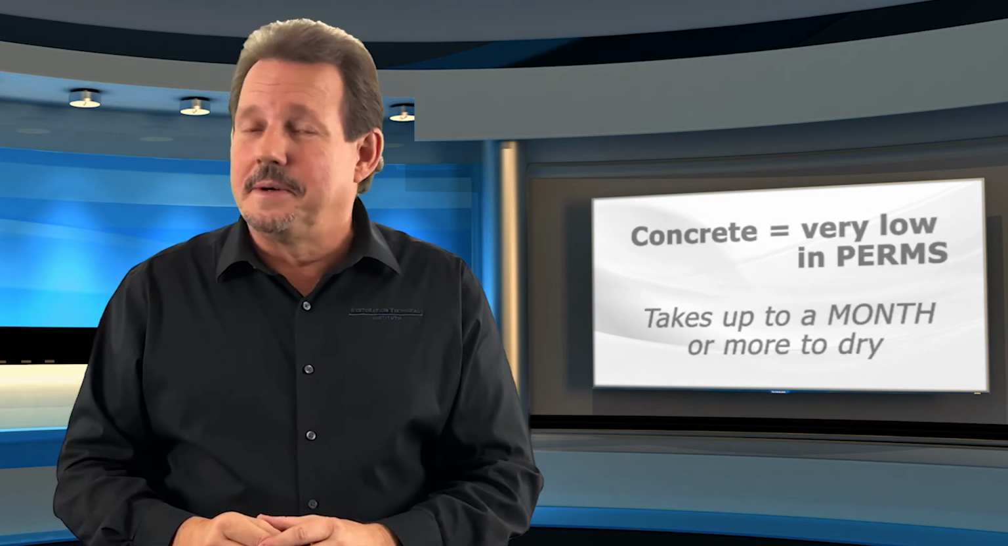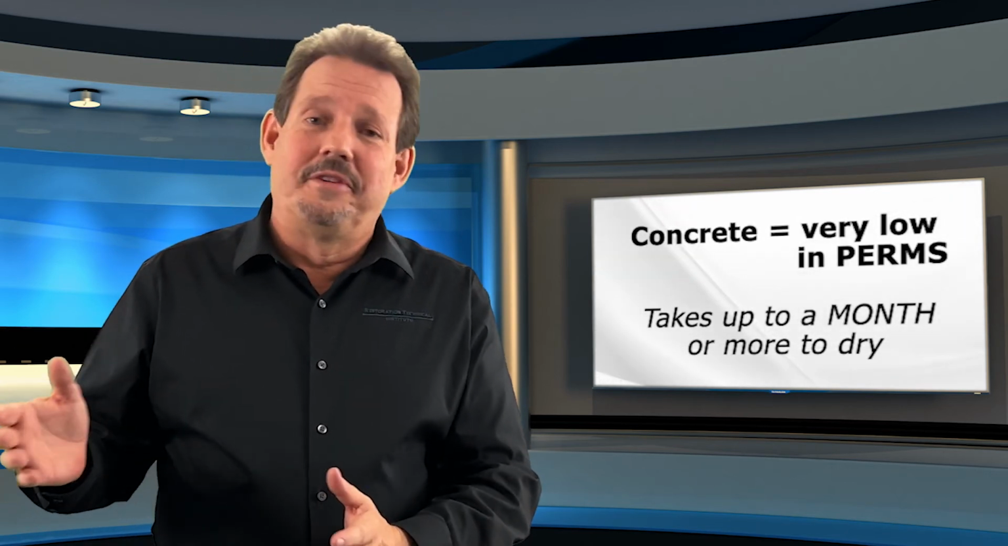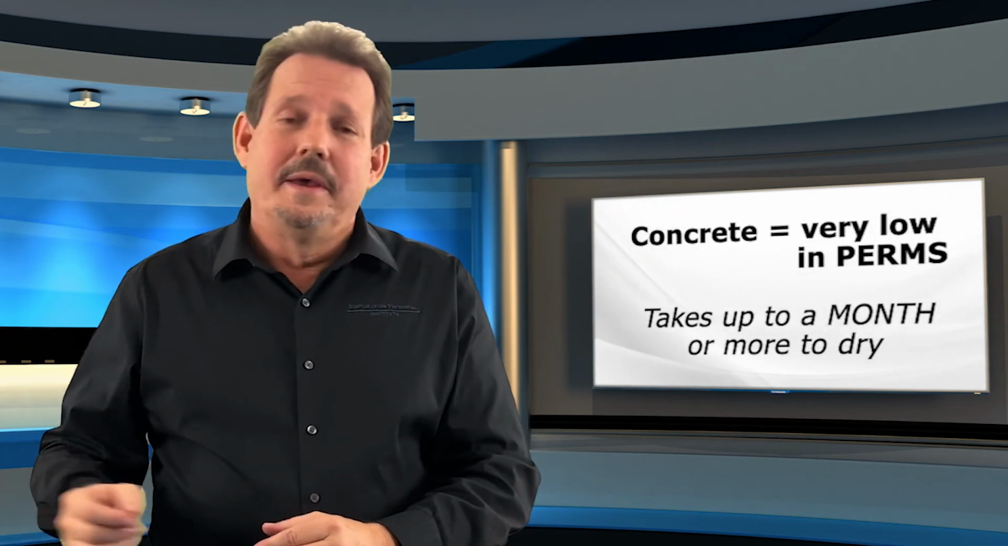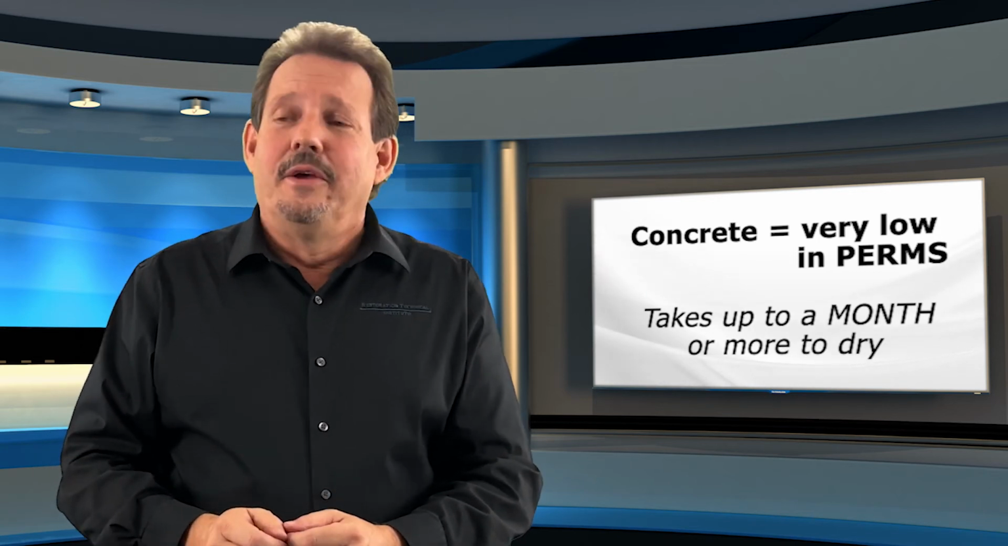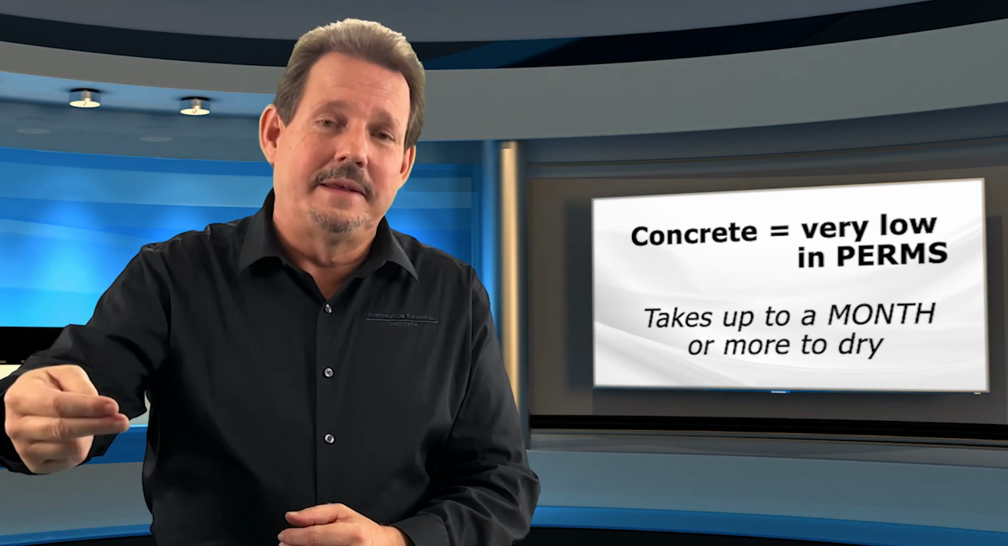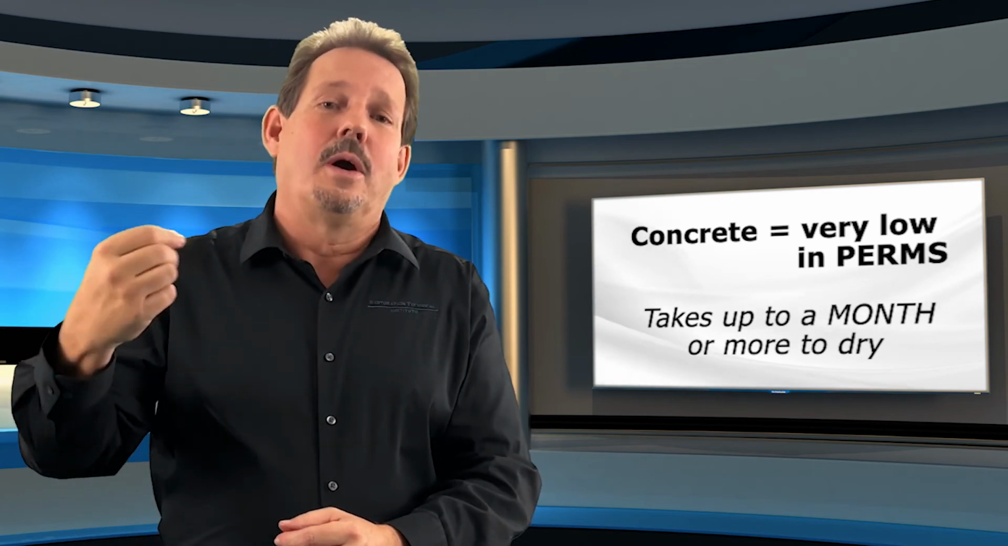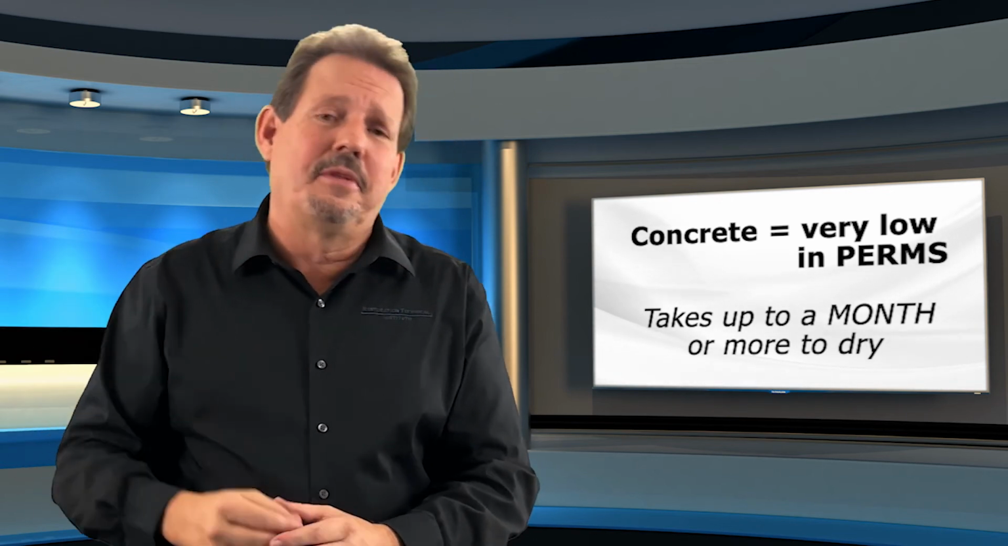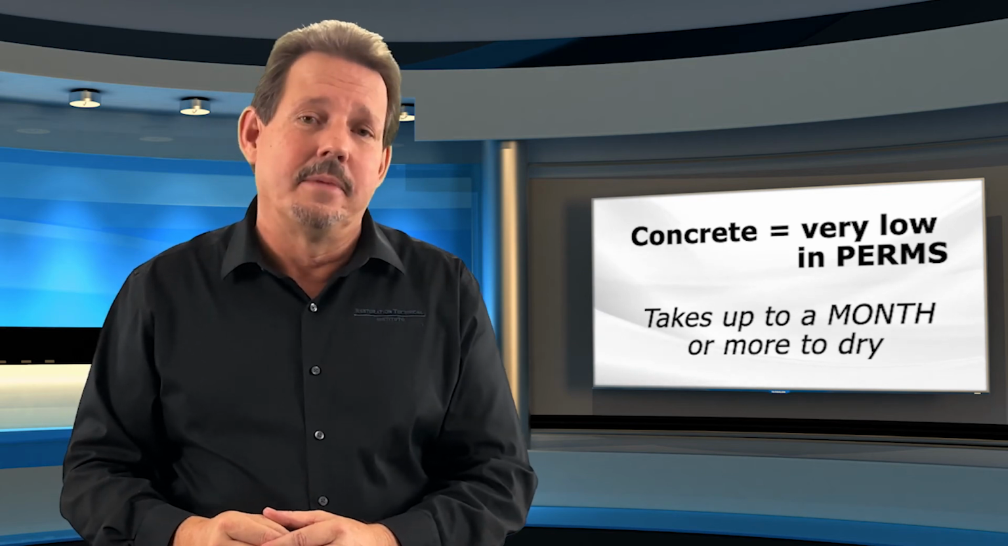Lastly, of course, is concrete. Now, concrete is typically 12 to 18 inches thick or even more. It has perms of less than 1. So you've got a long distance of travel and a very slow speed to get there, which means, of course, it's going to take quite a long period of time, typically 3 to 4 weeks to dry a concrete slab.